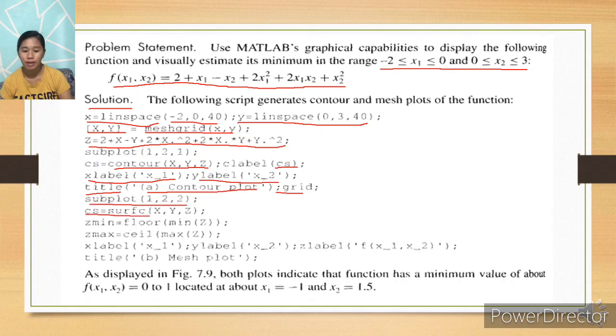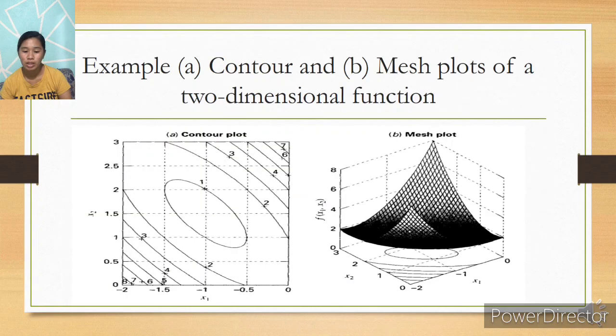Then surfc of x, y, z. Zmin is floor of min of z, and zmax is ceil of max of z. The xlabel is x1, the ylabel is x2, and the zlabel is f of x1 and x2. The title is (b) mesh plot. Figure 1 shows the contour plot result, and part B is the mesh plot result. That's all for part 2. I hope you enjoyed and learned from it. Thank you.